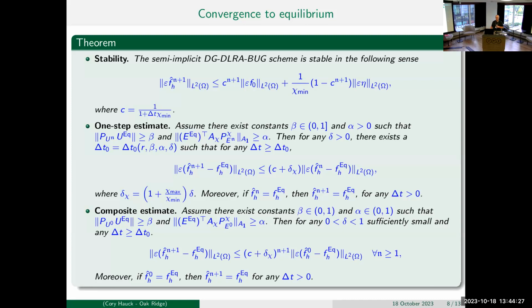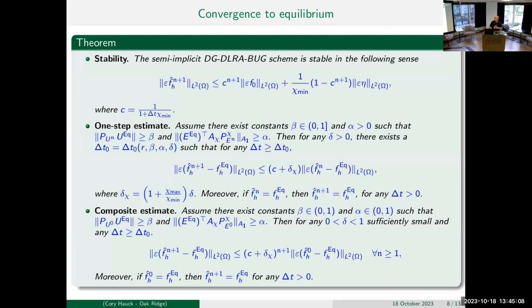Under that condition, I can do a one-step estimate. If I have some distance from my equilibrium at time n, then I can get a bound with a constant at N+1. In this formula, C is less than one, and delta chi can be chosen arbitrarily small. It requires an adjustment in the time step, but it can be chosen so that the number on the right is less than one. So your distance from equilibrium, for a sufficiently large time step, is going to be smaller every time you take a semi-implicit step. That's good.